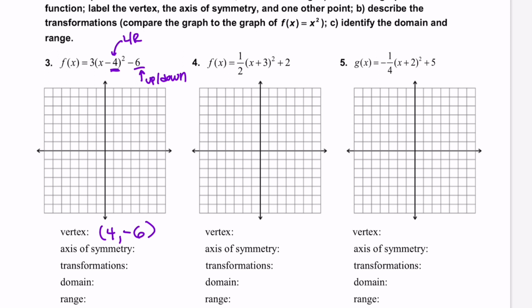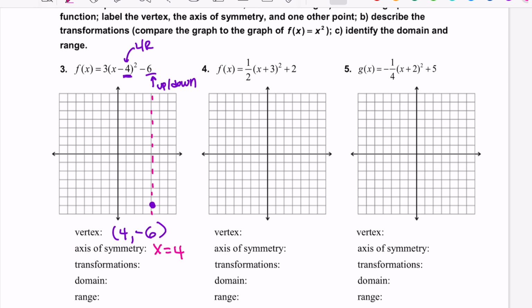So we have our point. It's at 4, -6. The axis of symmetry is going to be on top. If you count over, this is 1, 2, 3, 4. This is the line x equals 4.